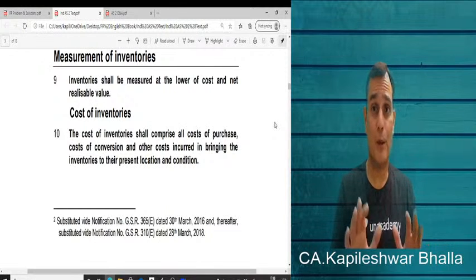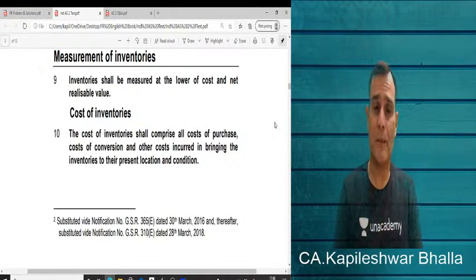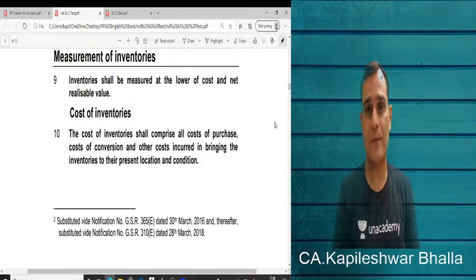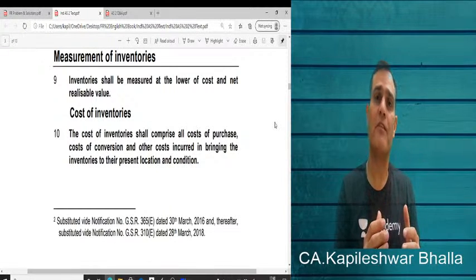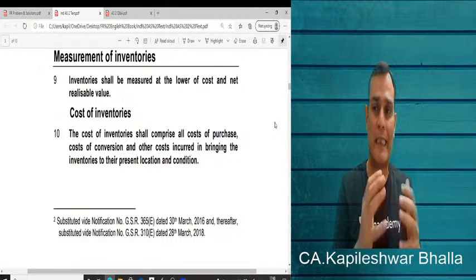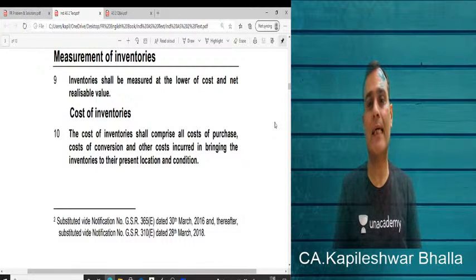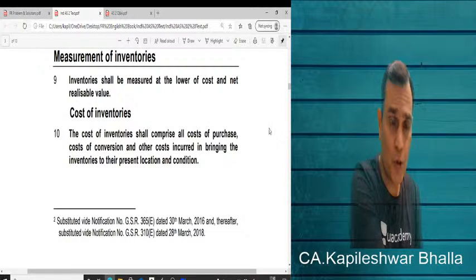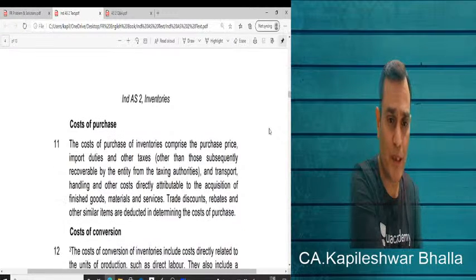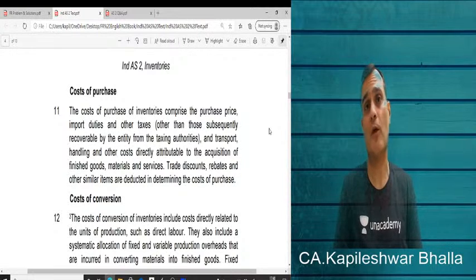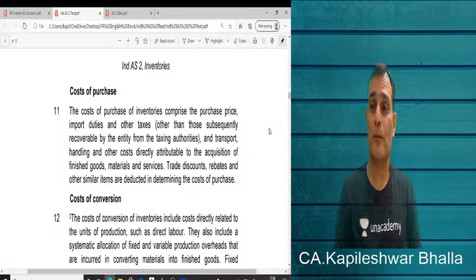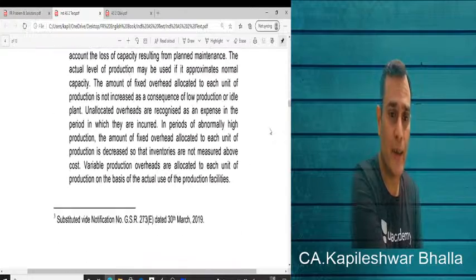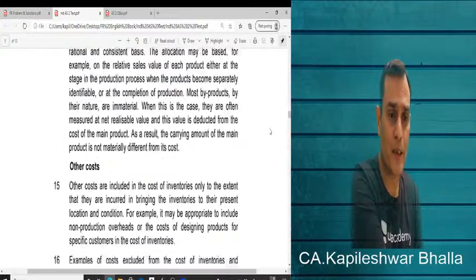But that doesn't mean that we are not going to talk on those things, just not today. Since we are spending a little time on the introduction of the standard, I wanted to lay a little more emphasis on what is inventory and the measurement principles, while making a little run through of other things. The standard gives you the focus on each and every component of the cost. It tells you about the cost of purchase, the conversion cost, and it also gives you inputs on the other costs as well.